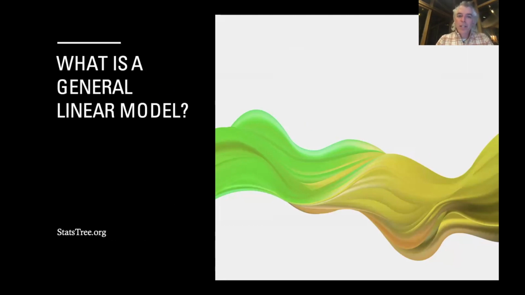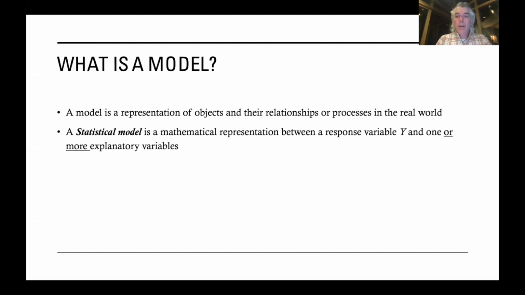Hello, everyone. Today we're going to be talking about general linear models. Now, in general, a model is simply a representation of objects and their relationships in the real world. A statistical model, then, is a mathematical representation between a response variable and one or more predictor variables.